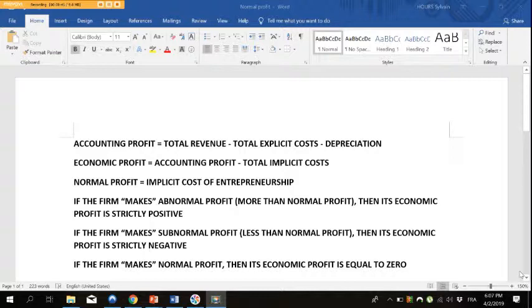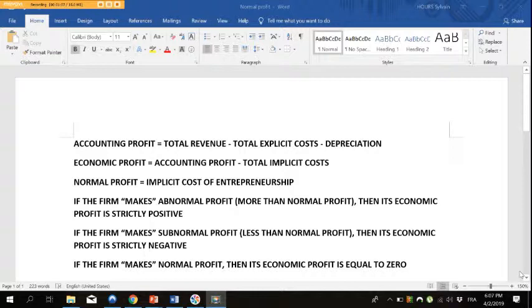On the one hand, you have explicit costs, which include all payments to the factors of production. So, for example, wages to employees, the cost of purchasing raw material, the cost of renting a machine or a building. So anytime you need to take out your wallet to pay something, then this is an explicit cost.